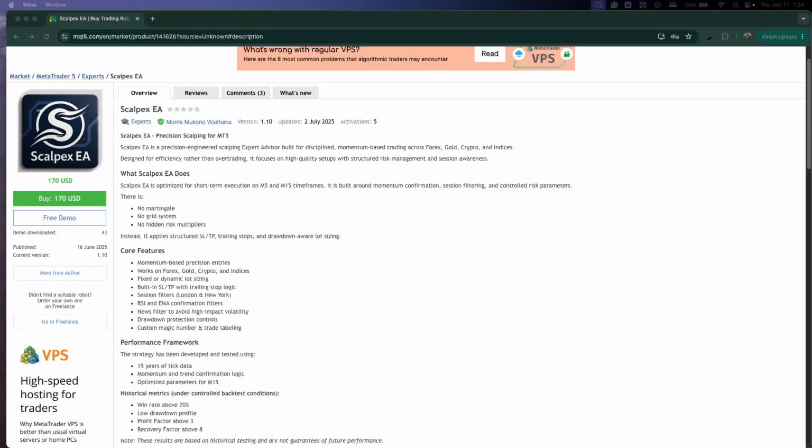In today's video we are going to be looking at the Scalpex expert advisor for MetaTrader 5, and this is a filtered M15 scalper for EURUSD and other assets. Sellers show impressive win rates and steady growth, but I ran a full backtest, so let's see if the heavy filters make it reliable or just keep it sidelined most of the time.